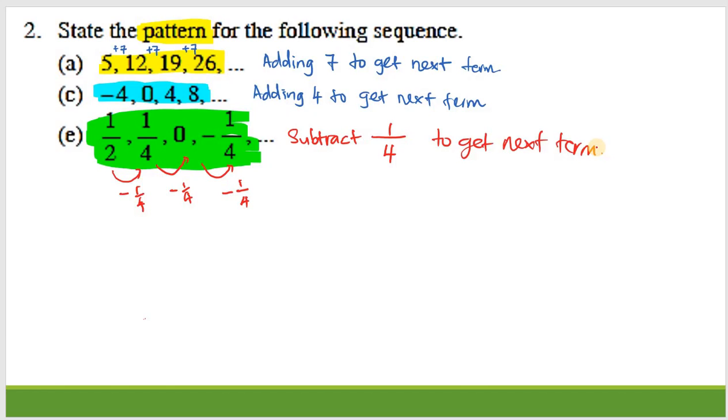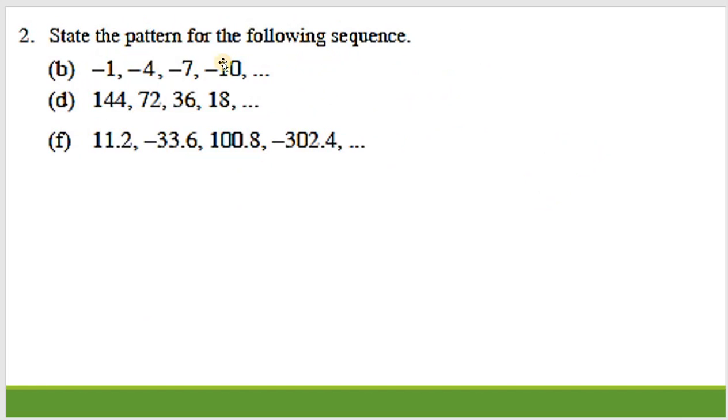Okay, I continue. Question number 2. So this is another 3 questions for question number 2. Same, state the pattern. You need to write a simple sentence. So the first one, negative 1 becomes negative 4, becomes negative 7, becomes negative 10. Again, this is minus something, because it is reducing or decreasing, the values are reduced, or maybe we say the values are decreased.